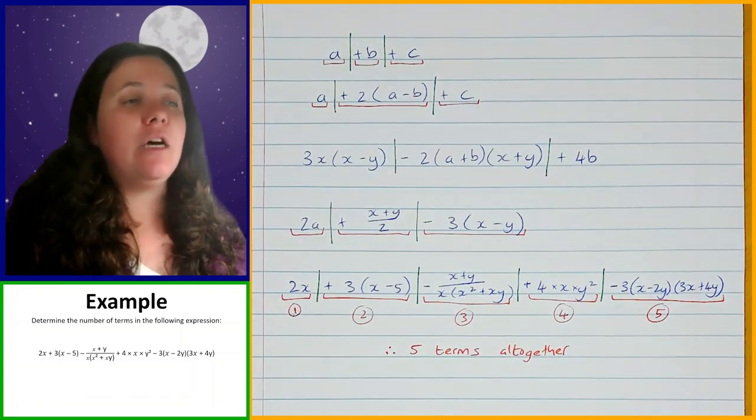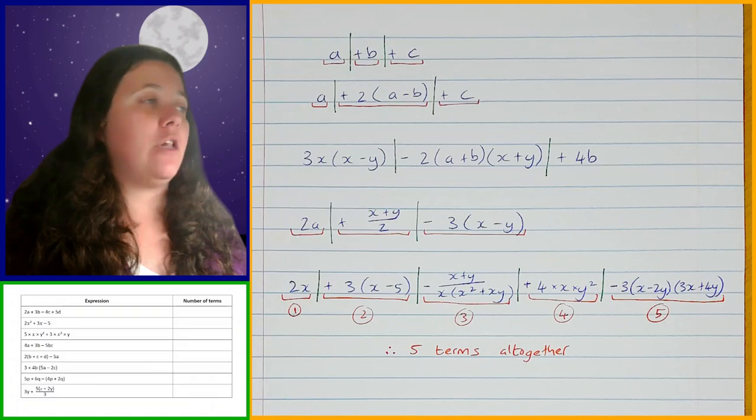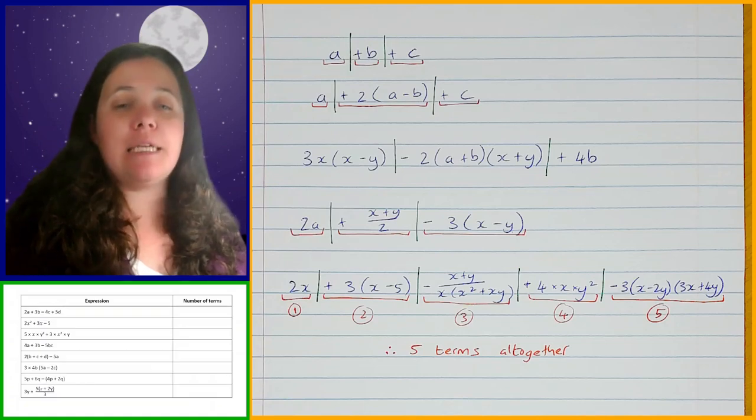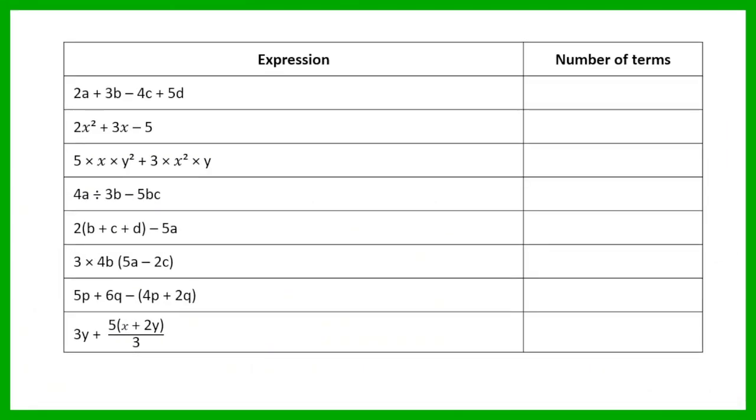Okay, so now you're going to do some yourself, where you are going to take this table, and you're going to look at each of the expressions in this table, and you're going to determine how many terms there are in each of those expressions, and just fill in the number of terms there. And I'm going to give you 2 minutes to complete this table.